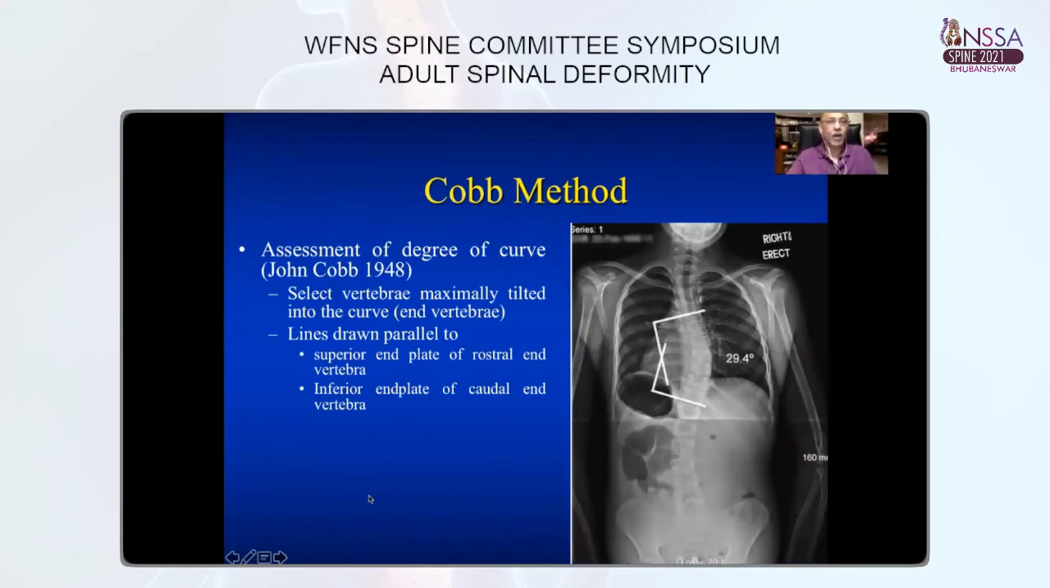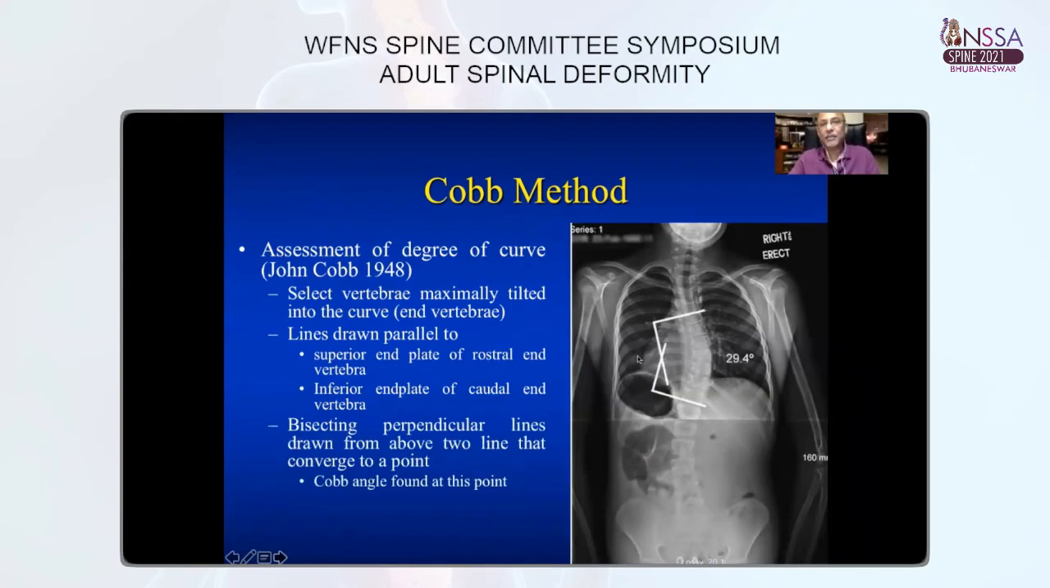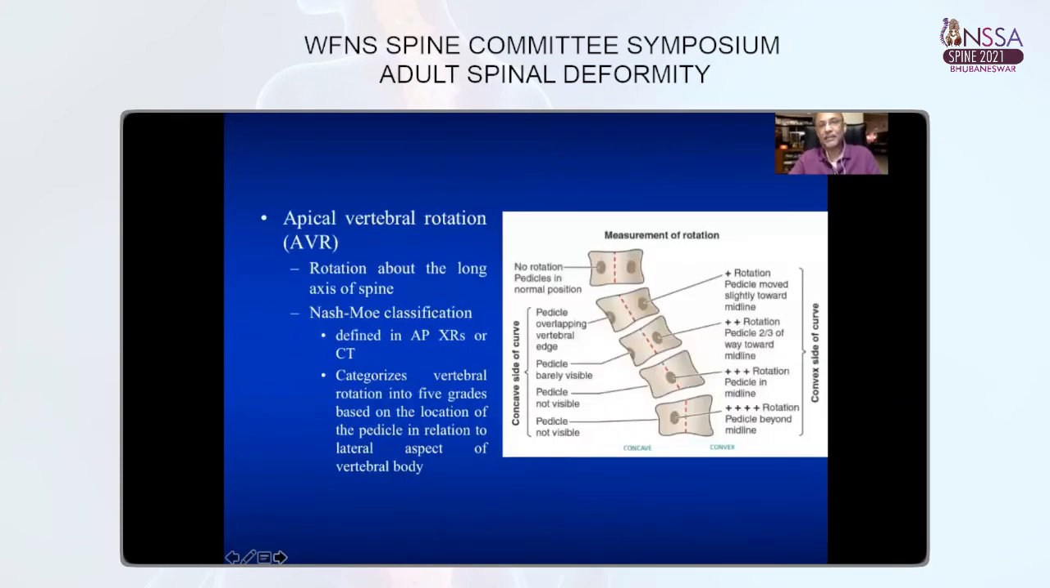How do we measure Cobb angle? It's a simple assessment described in 48. Select the vertebra maximally tilted. So for example, these one above and below, we take the superior end plate of the level above and the inferior end plate of the level below. And then we can take these lines across and we can measure the angle. Since we don't have enough space here, we take a perpendicular line and then we join these lines together. So bisecting perpendicular lines, and this is the angle that we're going to be measuring. So Cobb angle is found by this particular method. What about apical vertebral rotation?